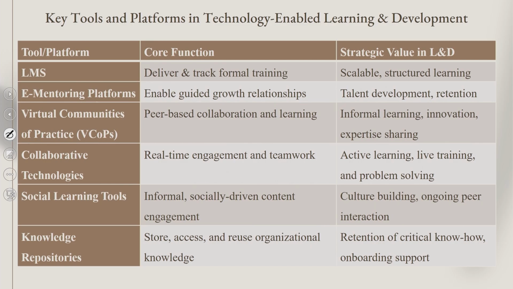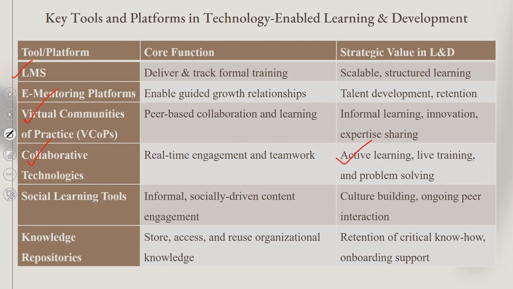When we talk about the third aspect, which is virtual communities of practice, that is VCOPs, we are looking into peer-based collaboration and learning. The strategic value in learning and development with respect to VCOPs is all about informal learning, innovation, and expertise sharing. Other platforms that are available are the collaborative technologies. You have real-time engagement and teamwork as a core function. The strategic value in L&D would be active learning, live training, and problem solving.